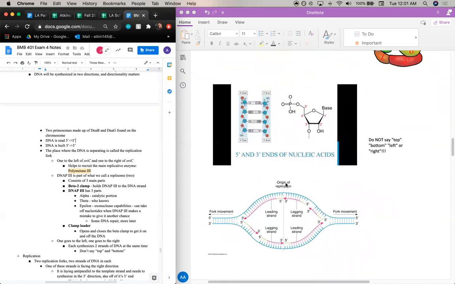Anyway, so there's going to be 1 to the right of ORAC and 1 to the left. So we can kind of see, I like this one here because it shows that middle line of where it started and that the fork movement is going to the left and the right, as seen by these arrows right here. Okay, so 1 to the left, ORAC, 1 to the right. This helps to recruit the main replicative enzyme, which is going to be DNA polymerase 3.